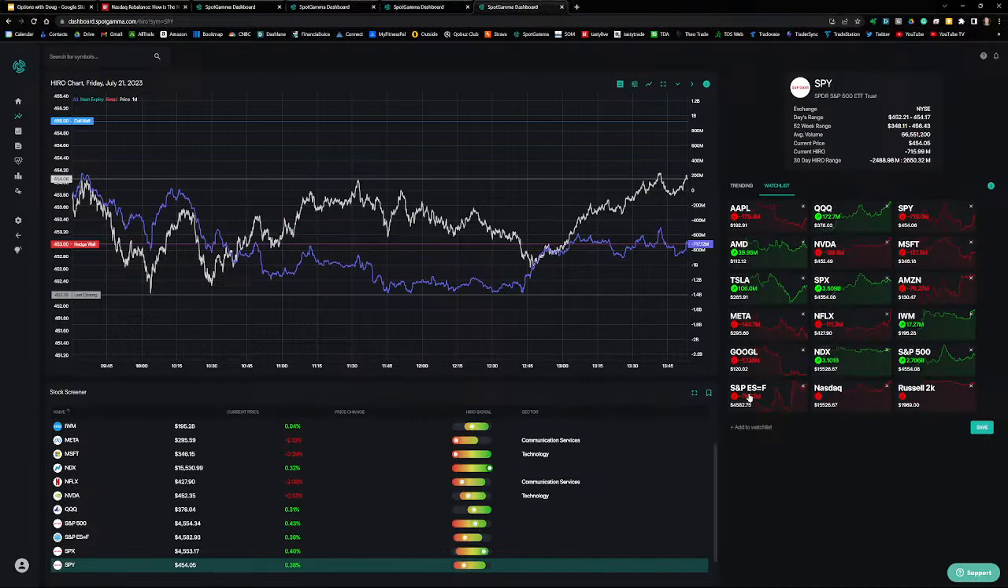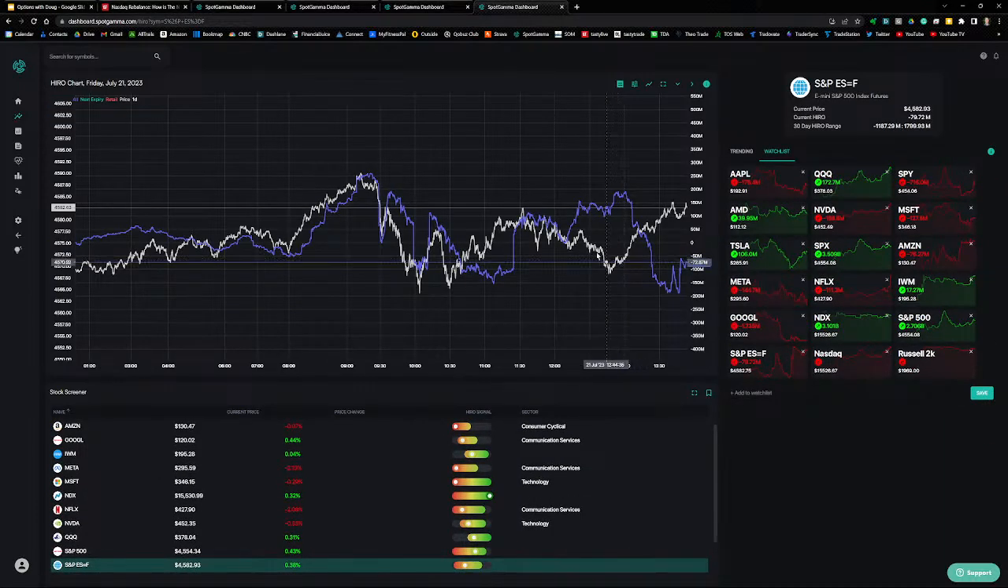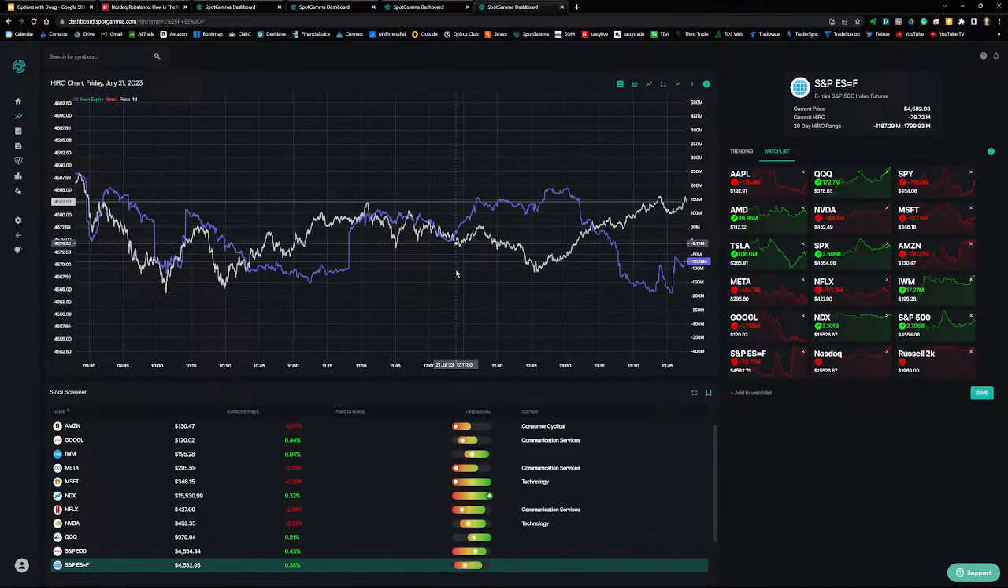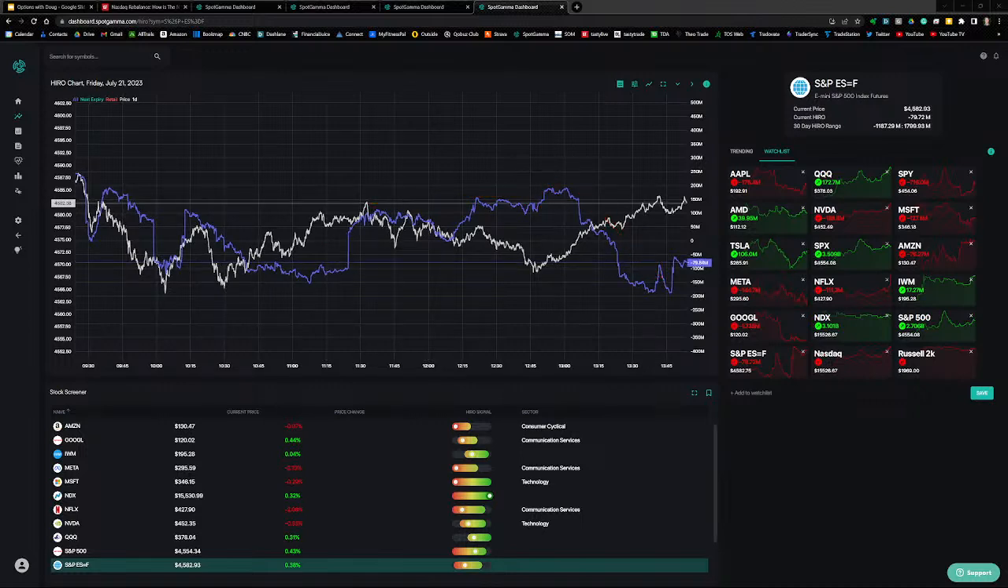Now we'll look at ES futures. Really not a lot of clarity there. It looks like there was a large block order that came in, and then the signal shifted lower again about 1 o'clock. Now let's take a look at SPX.